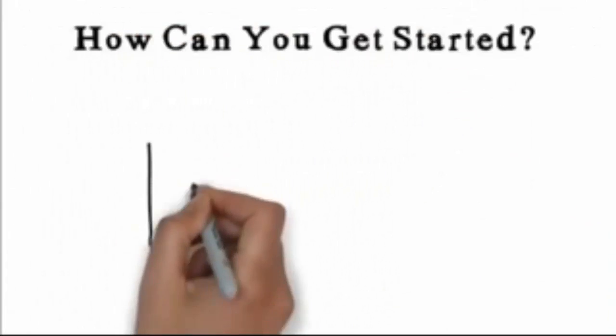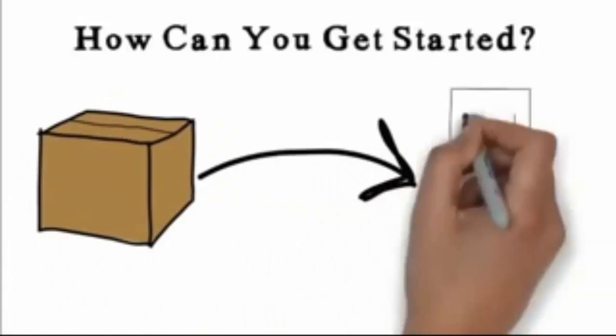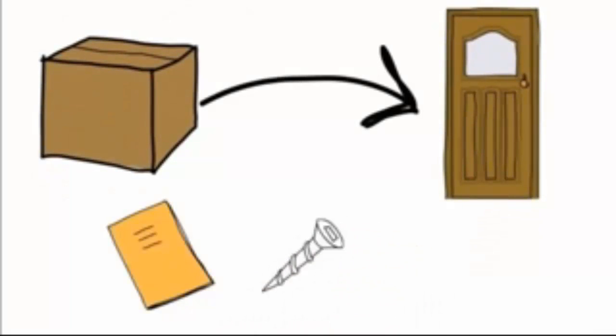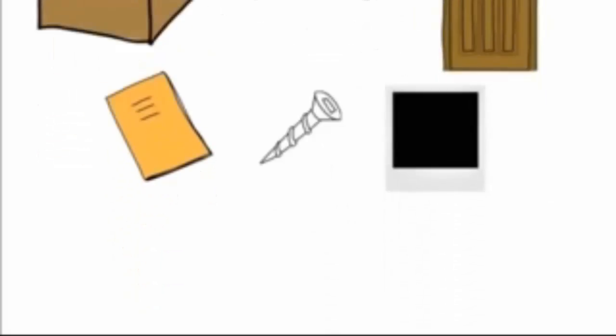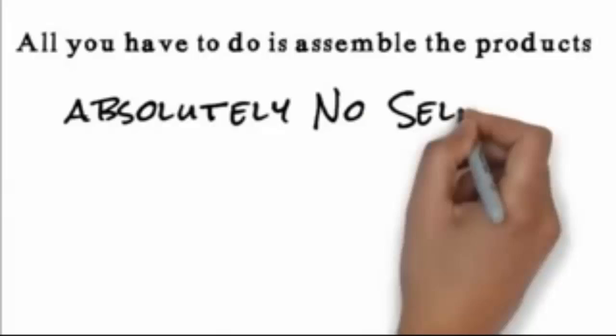It's simple. Major assembly companies will send you a money-making instruction package that will be delivered right to your door. It will include easy-to-follow instructions, materials, and a photo of the finished product. All you have to do is assemble the products. There's absolutely no selling involved.